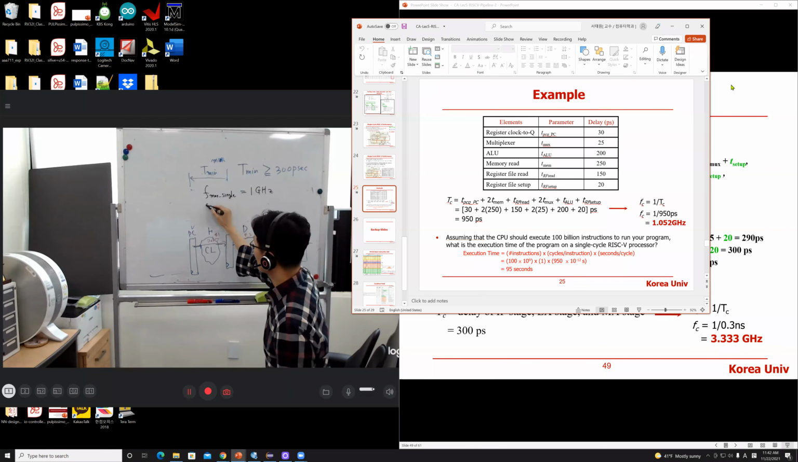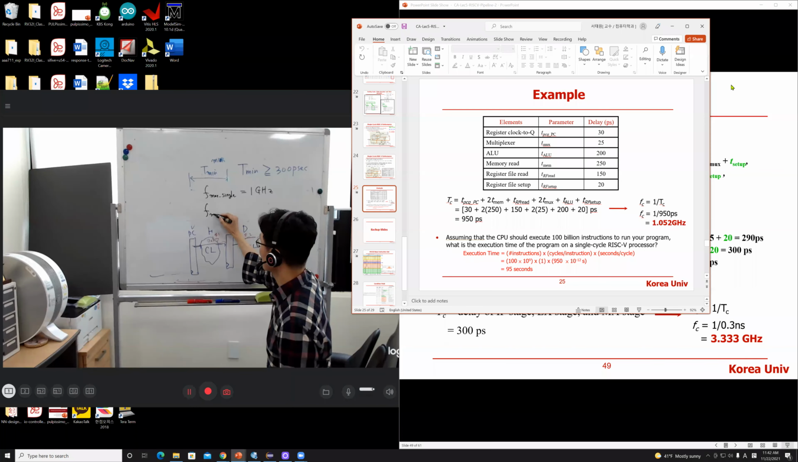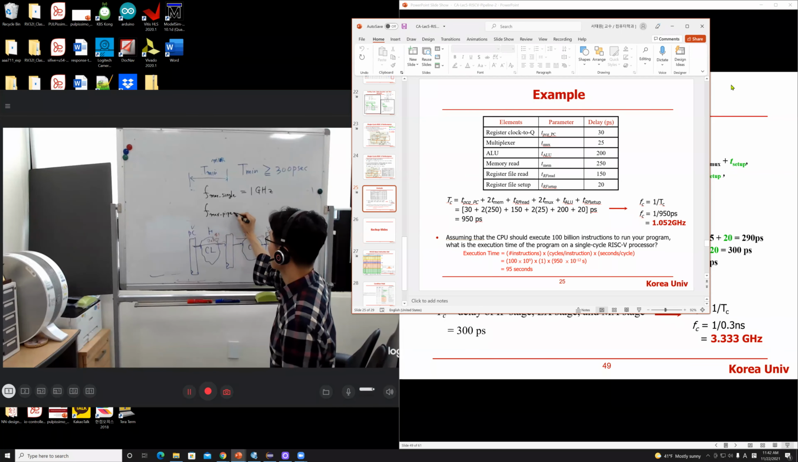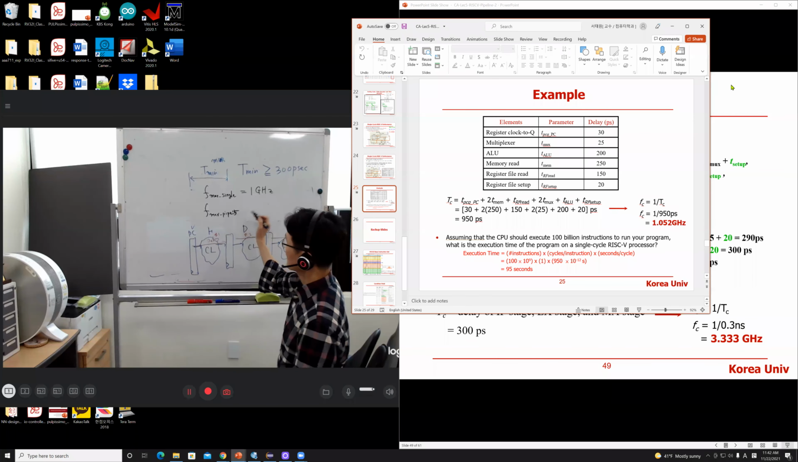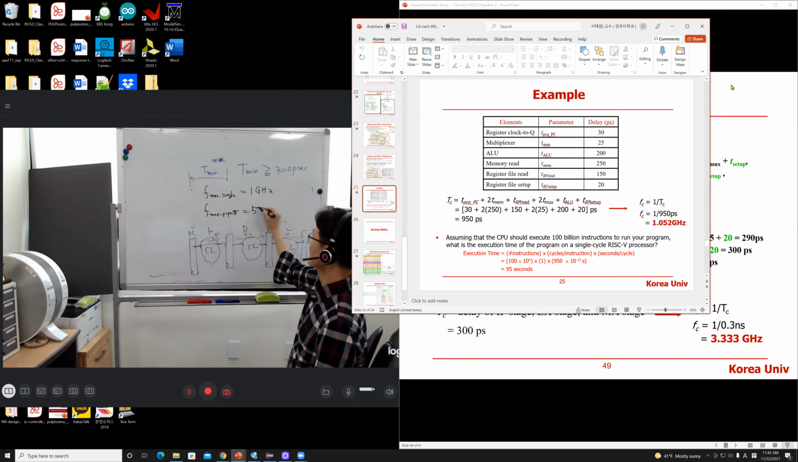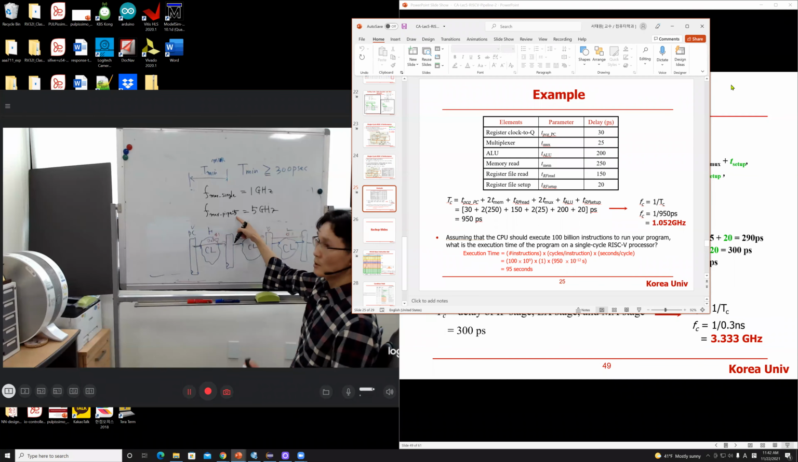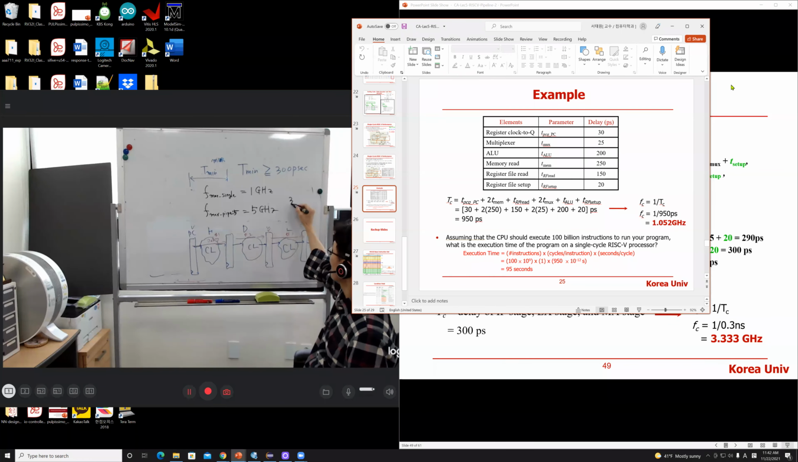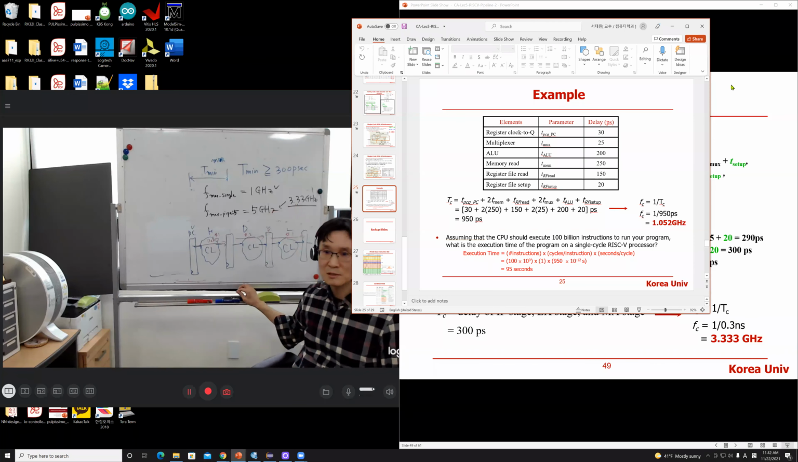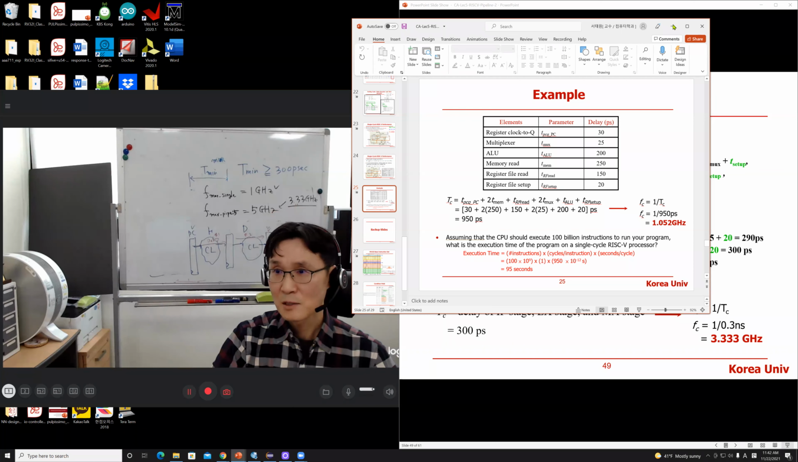Then the best performance you can achieve with a 5-stage pipeline, that is 5 gigahertz, right? But we have achieved what? 3.33 gigahertz. So good in a sense that it's much better than this number. But if you compare that number with this, it is not as good as we expected. So what is the problem?